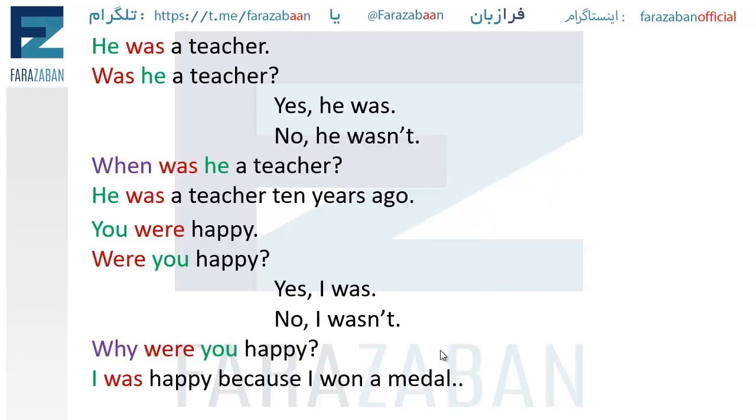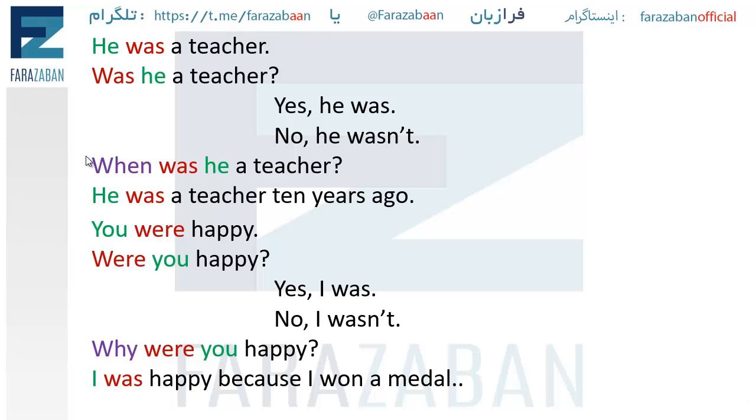Okay, now let's look at some examples with questions. He was a teacher. If you want to make a yes/no question, replace was and he. Was he a teacher? Yes, he was. No, he wasn't. If you want to make a WH question, add the WH word to the beginning of your question. When was he a teacher? He was a teacher 10 years ago.